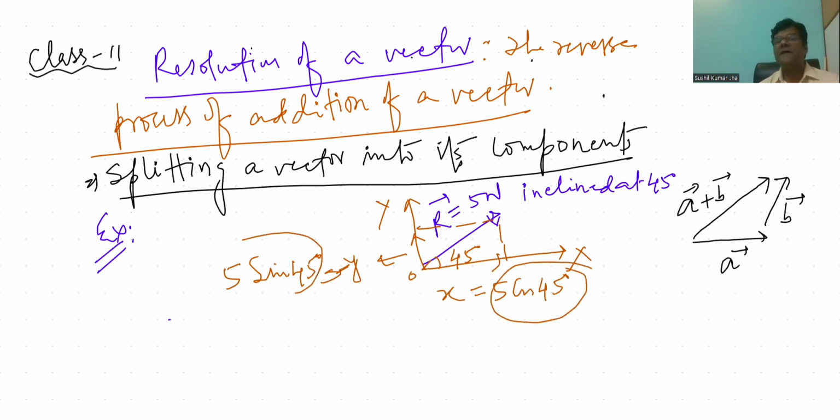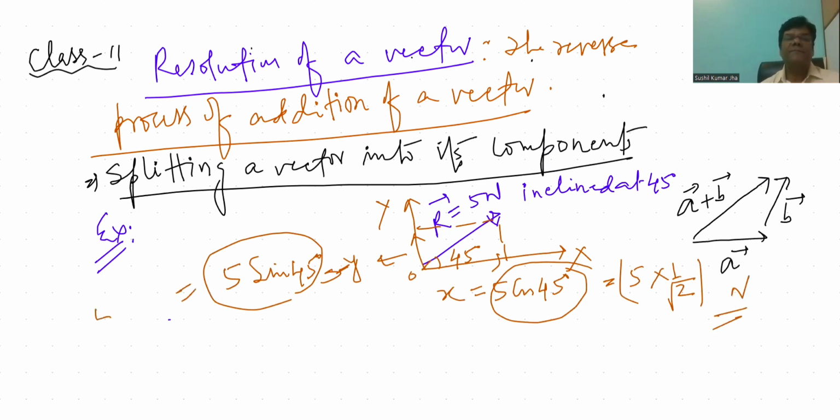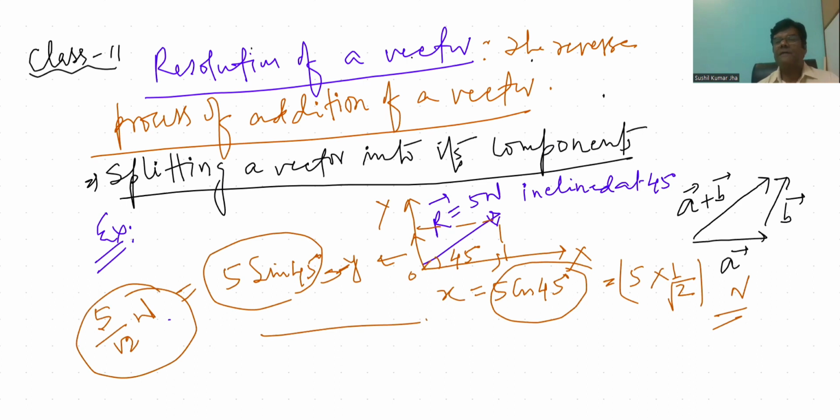Obviously, if you place the value, 5 and cos 45 is 1 upon root 2. So this much Newton is the value of force along the x-axis, and similarly sin 45 is also the same. So 5 upon root 2 Newton along the y-axis. And this way we are resolving a vector. And then there is so much to do in resolving a vector. We'll do it in the next class.